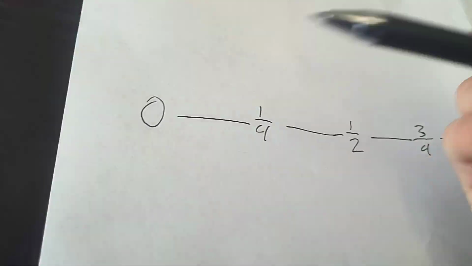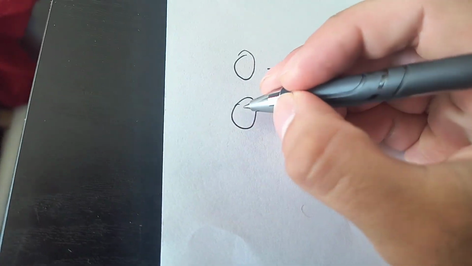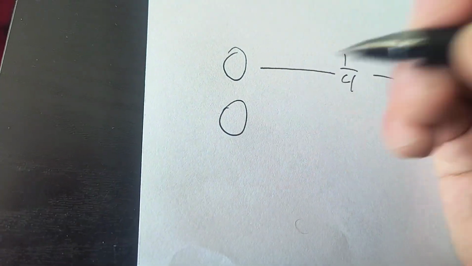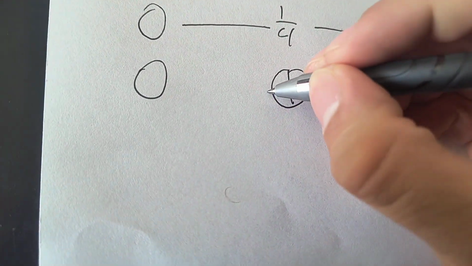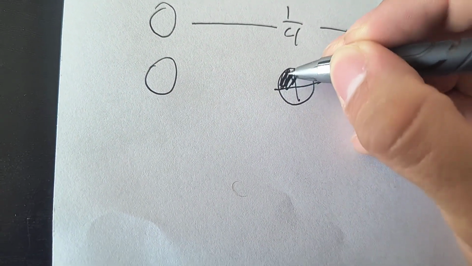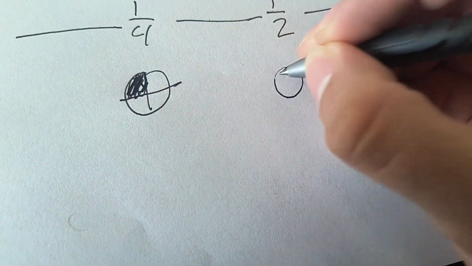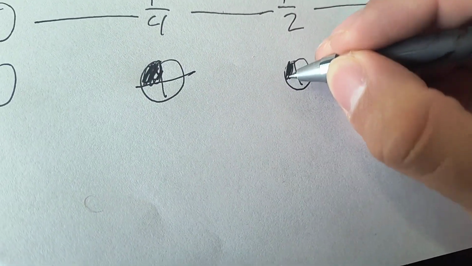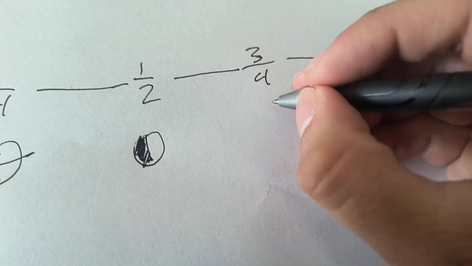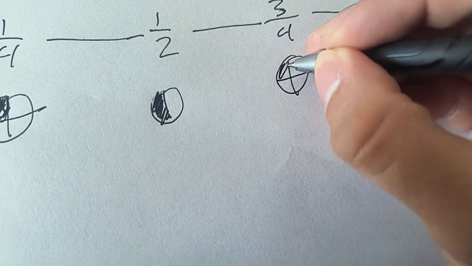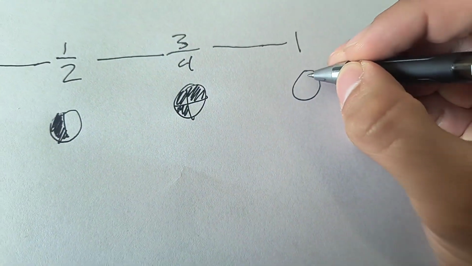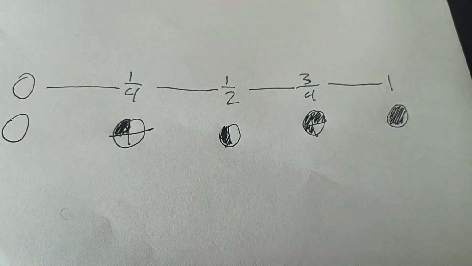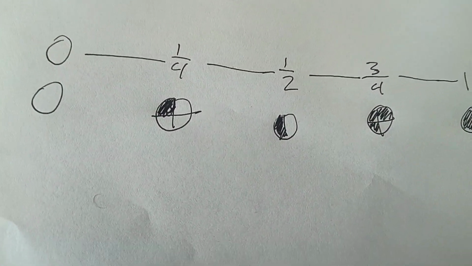0, which means you have 0 out of all the pieces. You got nothing. You have circled nothing. 1/4, which means you have 1 out of 4 pieces, a quarter. You have 1/2, which is half of the group. And then you have 3/4, which is 3 out of 4 pieces you have. And then you have 1, which is the whole circle. 1/2 circle. Whole circle.